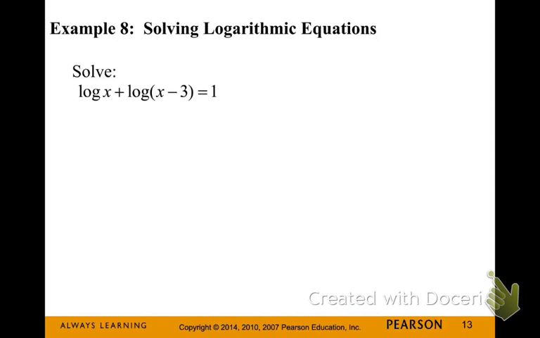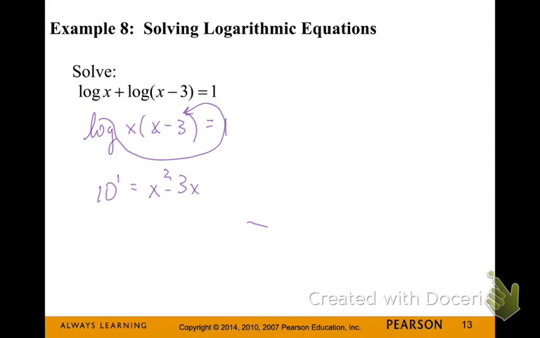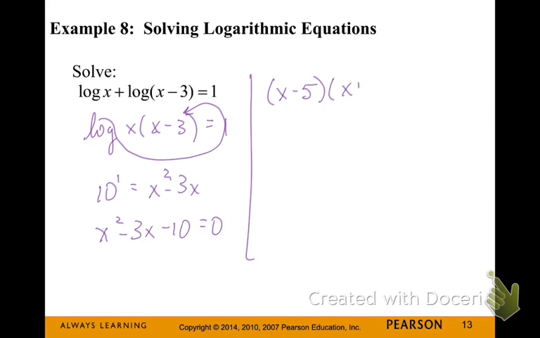Now let's try this one. So first let's condense on the left side. We'll multiply those log values. And now let's switch forms. This is a base 10, so 10 to the first power equals x squared minus 3x. Let's subtract the 10 over, and then see if we can factor. So two numbers that multiply to give us negative 10 and combine to give us negative 3, that would be negative 5 and positive 2. We set those each equal to 0 and solve, and our two potential answers are 5 and negative 2.